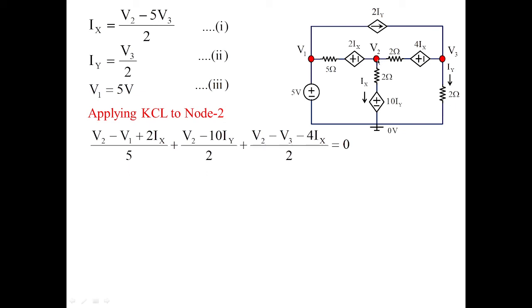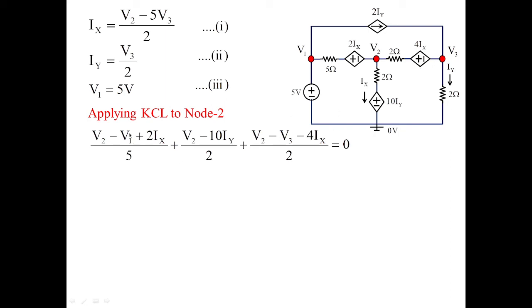So you can see V2 minus V1 plus 2Ix by 5. This is one branch current. Then you have V2 minus 10Iy whole divided by 2. This is another branch current. Then you have V2 minus V3 minus 4Ix divided by 2. You can see minus sign is assigned towards 3 and plus towards 2. That's why I have taken minus 4Ix, because V2 is assumed to be at higher potential and the rest of the voltages we are treating as to be at lower potentials. That's why we are taking the minus symbols.